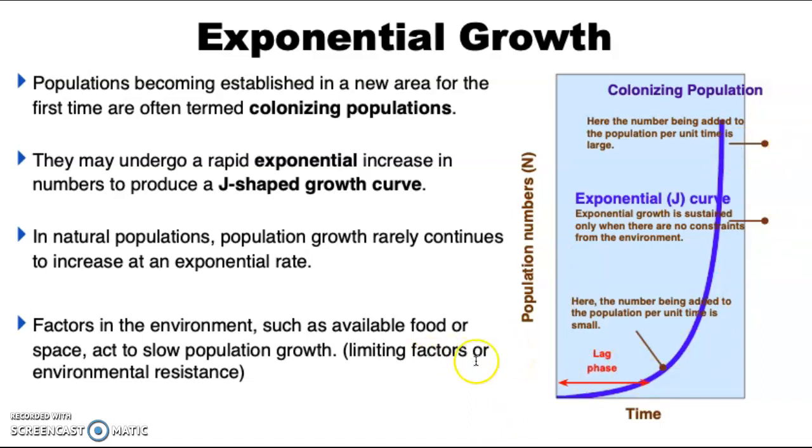But if there are limiting factors, or another term is environmental resistance, that would stop. It's going to inhibit the population from growing exponentially. So we have our lag phase. So it's growing. It's not growing very fast, but you're still adding individuals. And then eventually we will reach exponential growth where as long as there's enough resources, the population is going to just grow at a really fast rate.